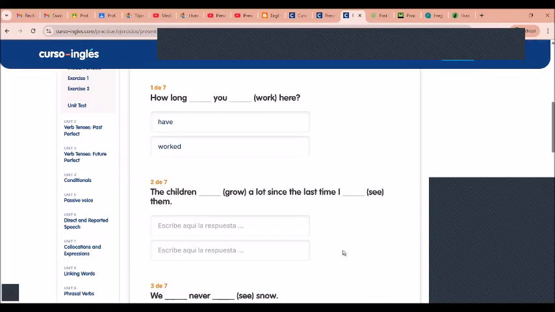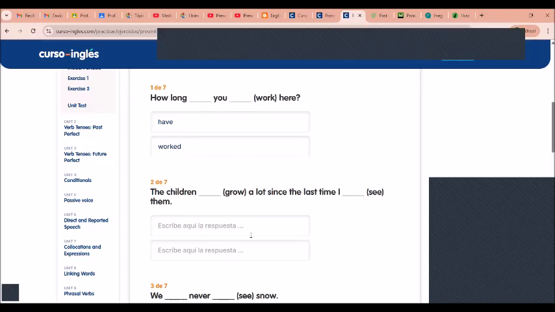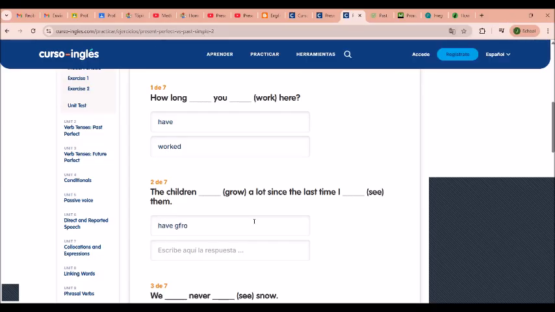Let's go with number 2. Yes, we can hear you. The children. Your volume is pretty low, so let's help you out. The children have grown. Another irregular verb.